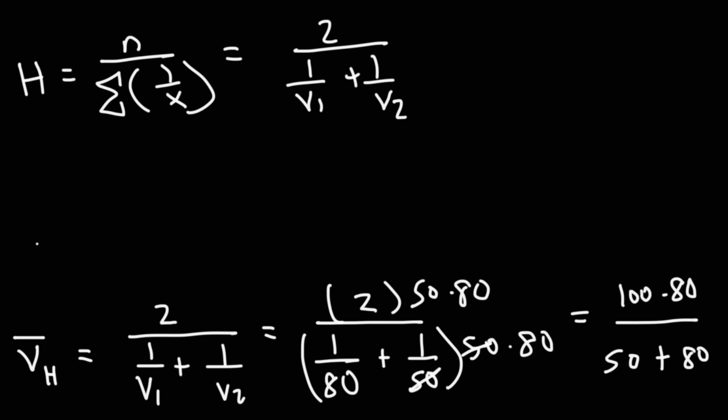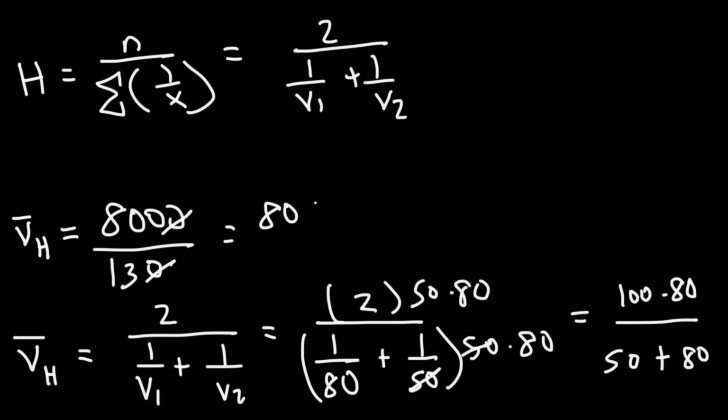50 plus 80 is 130. And 100 times 80 is 8,000. So this becomes 8,000 over 130. Crossing out a 0, this becomes 800 over 13. And we've seen this fraction before. We know that 800 divided by 13 is 61.54.